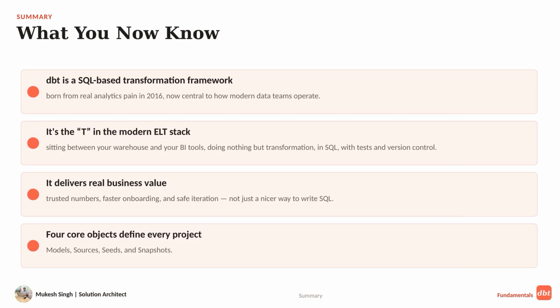dbt is a SQL-based transformation framework that grew out of real analytics pain back in 2016. And it now sits at the center of how modern data teams operate. It's the T in the modern ELT stack, doing nothing but transformation, with testing and version control built in from the start. It delivers real business value, in the form of trusted numbers, faster onboarding, and the confidence to iterate safely. And every project you'll ever open is built from the same 4 objects: models, sources, seeds, and snapshots.